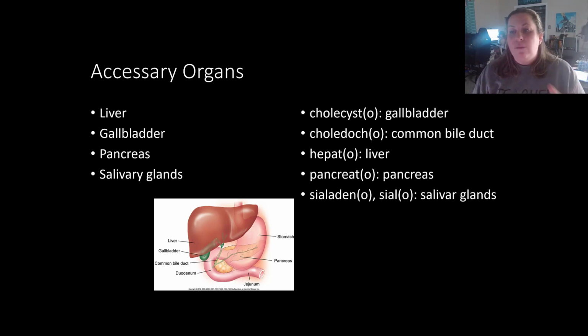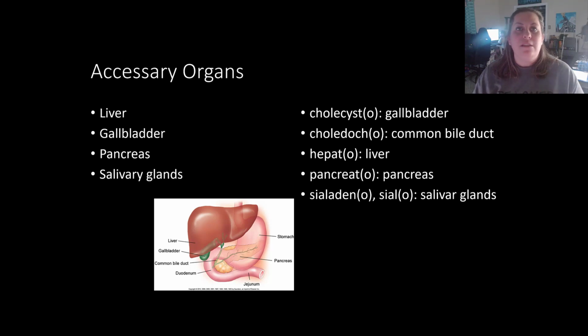Okay. Now, when we look at this, they do secrete a lot of chemicals that help with chemical breakdown of food. The liver is going to help with creating the bile. That's what it does. The gallbladder is going to store the bile, and then it's going to place it into the small intestine to help emulsify and digest fats. The pancreas is going to produce a ton of enzymes.